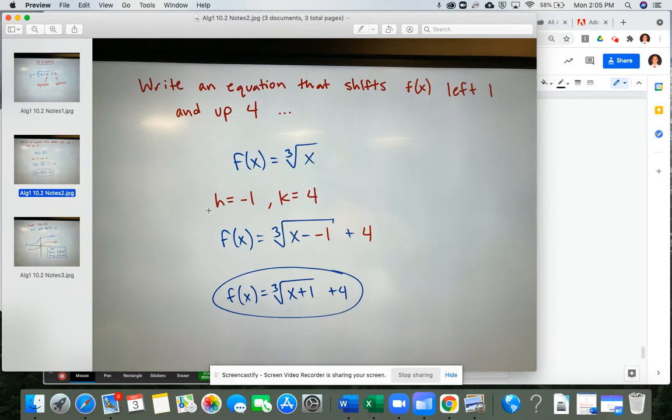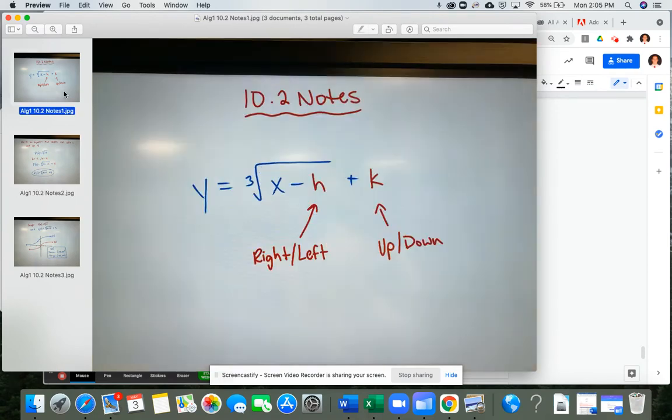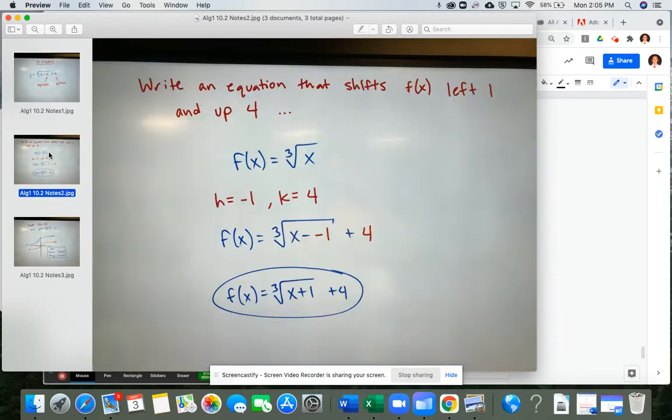So h controls left and right, just like we saw in here. Left and right is our h. And h wants to move left 1, so h is negative 1. K wants to go up 4, so that's a positive 4.